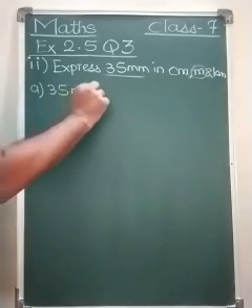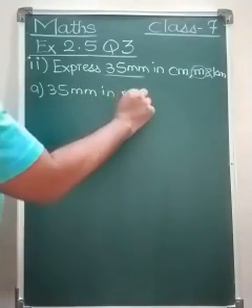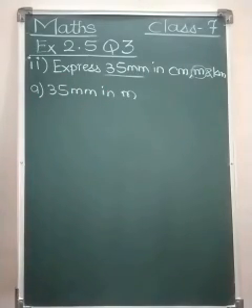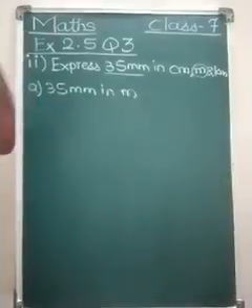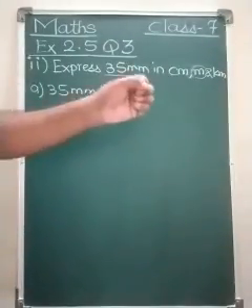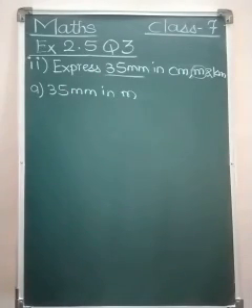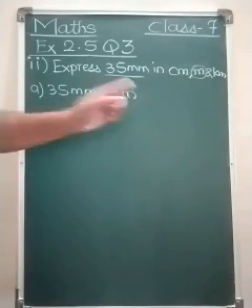35 millimeters in meters. Okay. So now, below millimeter there was a figure called 1 upon 1000, or we call it thousandth. On 1000, th is written, thousandth. So 35 millimeters in meters.